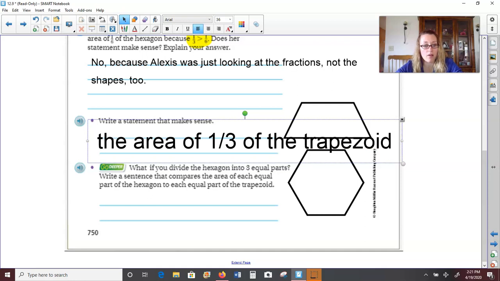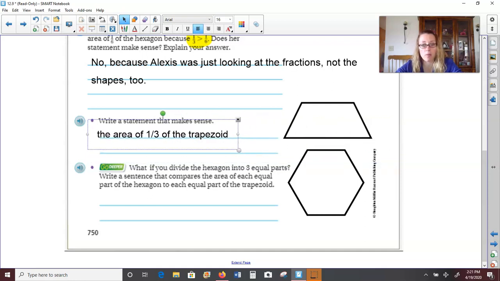The area of 1/3 of the trapezoid, we have to know what shape we're talking about, is equal to the area of 1/6 of the hexagon. Okay, so when we had the hexagon split into 6 pieces, one of those 6 pieces was a triangle piece, and that 1/6 piece was the same as the 1/3 piece in our trapezoid. So I know that still might be a little bit confusing.